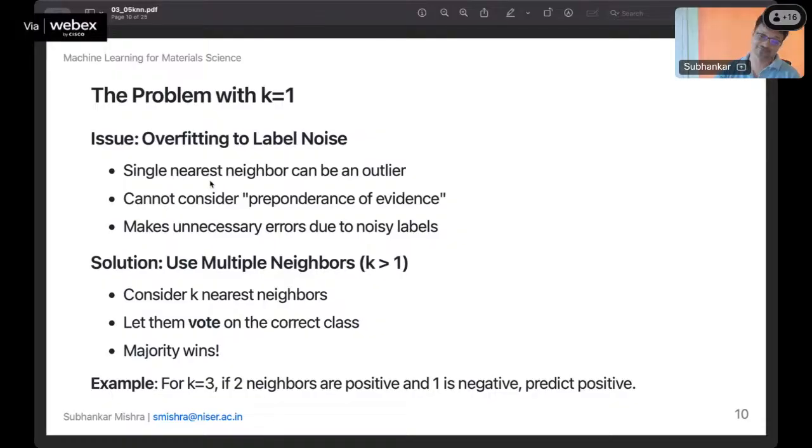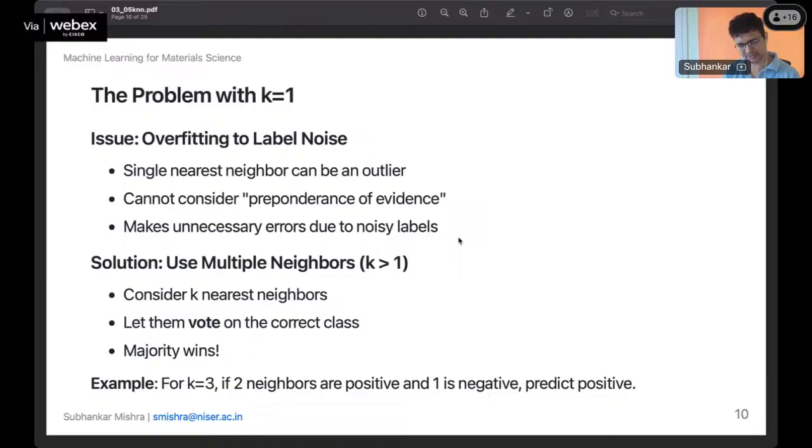So if I have, let's say, two water bottles nearby and other computer accessories a little bit far away, even with k equal to 2, it can still tell that this is a water bottle. Yes, so that's the difference. That will be making unnecessary errors due to noisy labels. So what is the solution?